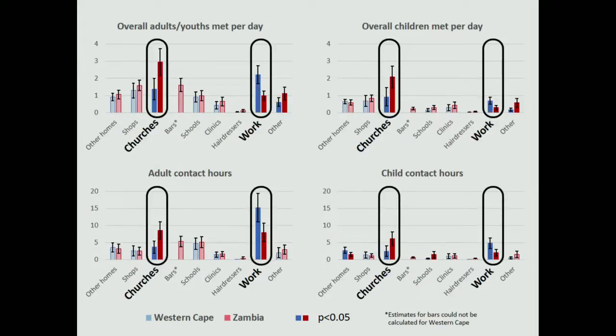Overall, two types of locations stand out most clearly as the locations where most contact occurs, churches and workplaces, with churches being particularly important in Zambia and workplaces in Western Cape. And this is true both for contact between adults and youths, and also for contact between adults and children. For both countries, the relative importance of workplaces increases when visit durations are taken into account, so the bottom graphs, which is to be expected as people tend to spend longer in workplaces than they do in churches.